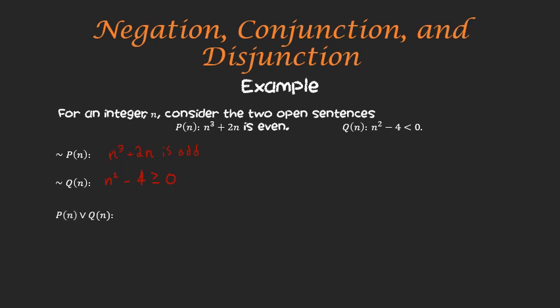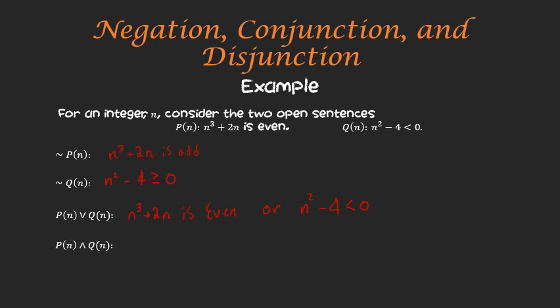P of n or Q of n. So this one we'll just write down as n cubed plus 2n is even. So in order for P of n or Q of n to be true, either one of these has to be true. Or we have n squared minus 4 strictly less than 0. So that would be that statement. Remember, this is true exactly when one of these is true.